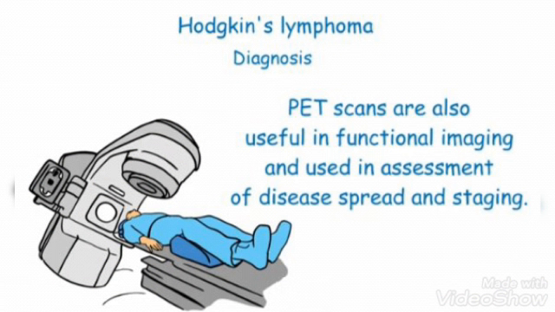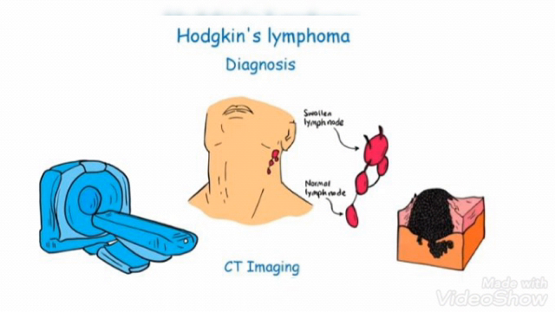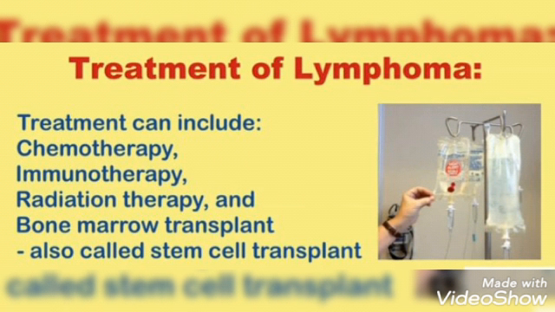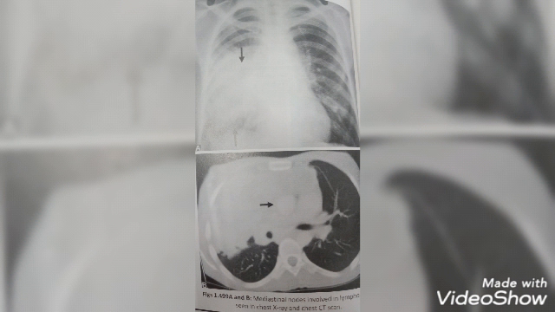Now, investigations for Hodgkin's lymphoma. PET scan is useful in functional imaging and is used in assessment of disease spread and staging. Besides this, other imaging techniques are used, like chest X-ray to look for mediastinal lymph nodes and pleural effusion, and ultrasonography of the abdomen to look for involvement of liver, spleen and abdominal lymph nodes. CT scan of the mediastinum, chest, abdomen and pelvis is done. Lower limb lymphangiography is done to look at the pelvic and retroperitoneal lymph nodes.